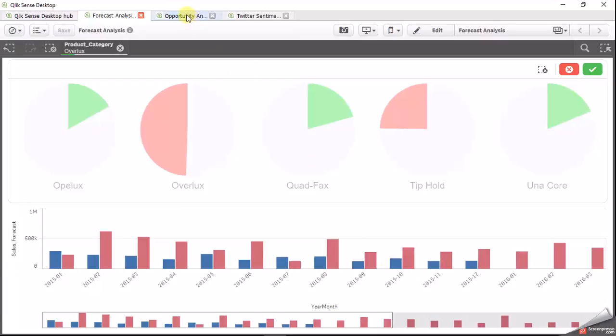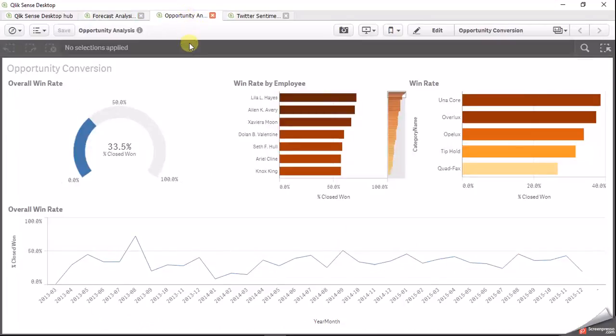The second application looks at opportunity conversion performance. The overall conversion ratio can be seen, as well as that for individuals. This will help us work out training programs to help lower performers.